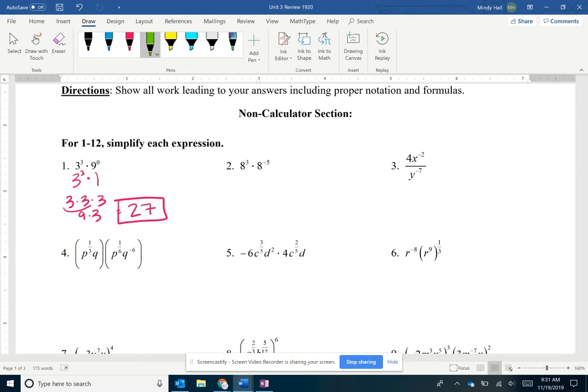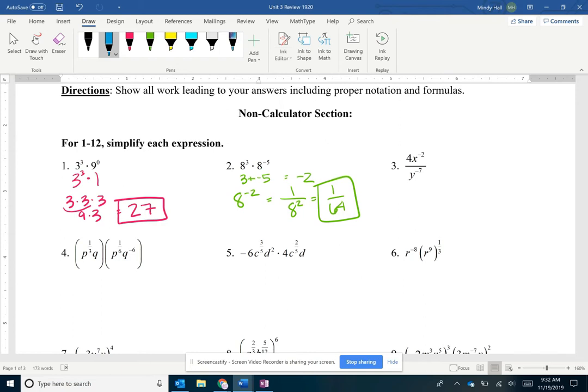For number 2, we have 8 cubed times 8 to the negative 5. Since these bases are both 8, that means that we can just add. And so we are going to add 3 plus negative 5, which is negative 2. So this is 8 to the negative 2 power. Since this is a negative exponent, we have to put it downstairs, so it's going to be 1 over 8 squared. And then we have to simplify that because 8 squared is 64, so it is 1 over 64.